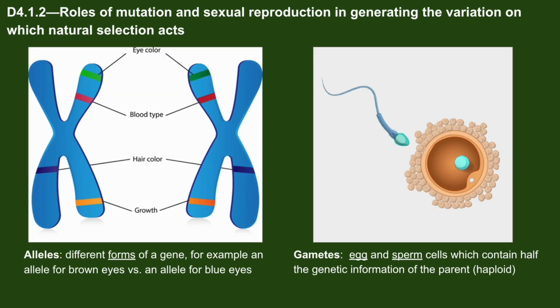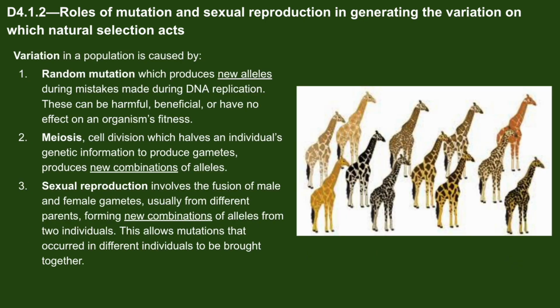All right, you should know that alleles are different forms of a gene. Every individual has the same genes at the same location on the same chromosomes, but they might have different forms of a gene known as alleles, which can be as similar as just being one base different, or they could be significantly different. You should also know that gametes refer to egg and sperm, the sex cells that have half the genetic information of the parent. Again, remember that variation comes from random mutation.